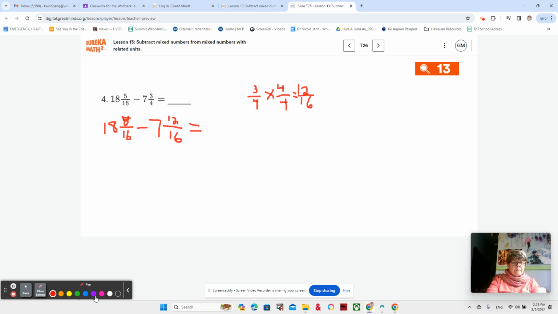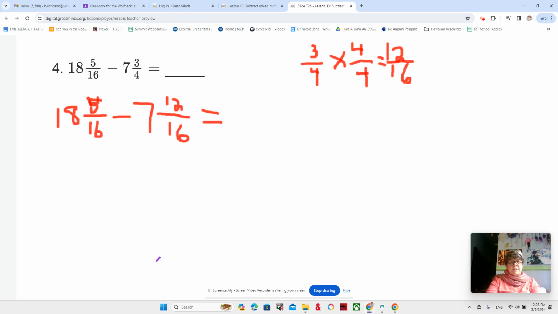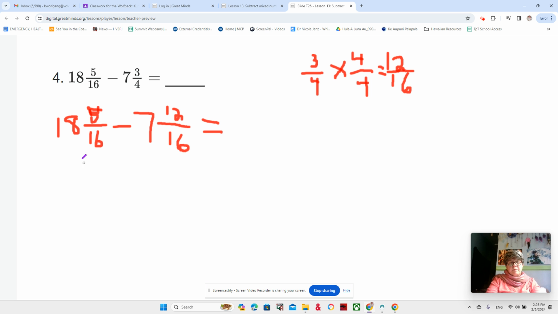So as I showed you in the last slide, let's borrow, right? Instead of 18, we're going to take it down 1 because we're taking 1 away, right? And now we have 16/16. Why 16/16? Because we're using 16ths, right? We're just going to add that on to our 5/16. Don't get confused about the addition. We're just putting it together, right?